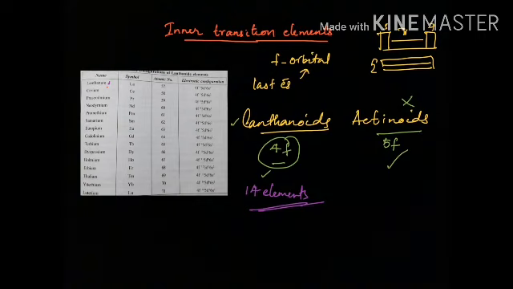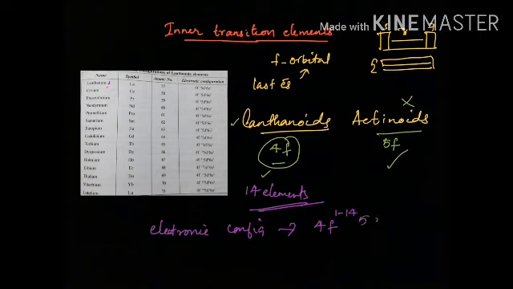Now look at their electronic configuration. What is the general electronic configuration of the lanthanoids? We know that the 4f subshell is getting filled. So it's 4f 0 to, not 0. We cannot say that if it is 0 then it won't be a lanthanoid. So 4f 1 to 14.